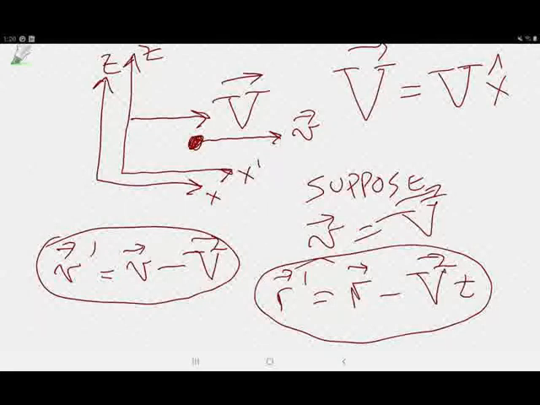Now, unlike the r vector, the v vector is kind of more frame dependent. If I say the velocity of the particle relative to the unprimed frame, that's v vector. That, again, is an unambiguous thing. But if I say the velocity of the particle, what do I mean? Well, then I have to say which frame I'm evaluating it in. So when I say the velocity of the particle, if I'm in the primed frame, I mean what I call V prime here.